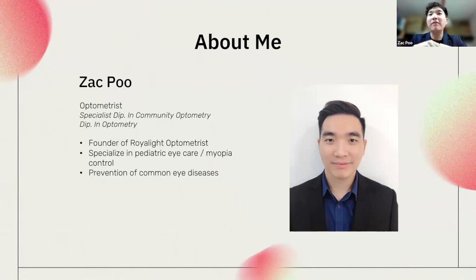Unless it's severe enough, then we will refer to the ophthalmologist. For opticians, they mainly focus on just glasses. So they only prescribe glasses only. So this is the two differences. So I'm an optometrist, so therefore I will be going through the different eye diseases today. So without further ado, let me just go through the first eye disease of today.